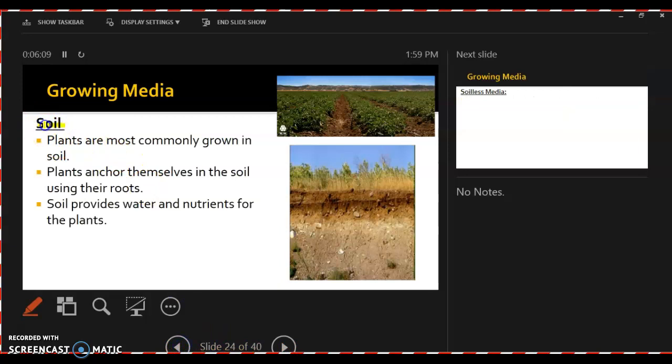Okay, so soil. Plants are most commonly grown in soil. It didn't start highlighting. Okay, plants anchor themselves in the soil. Soil provides water and nutrients to the plant.